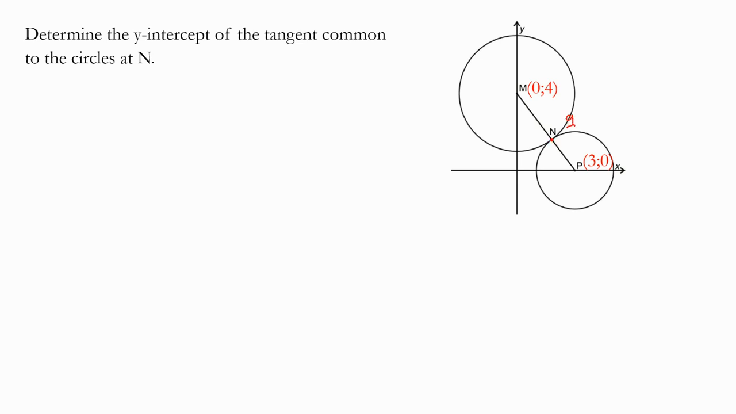It's 9 over 5, then 8 over 5. Okay, right. So now we need to find the gradient of MP. The equation of the line MP is 3y plus 4x is equal to 12. How can you find the gradient of this line?